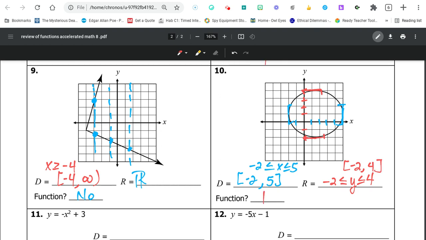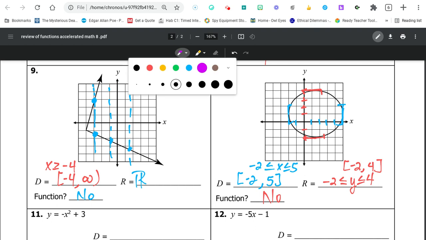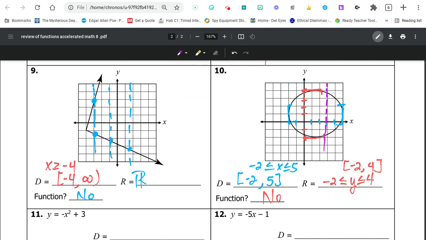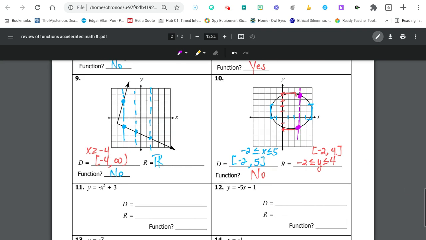Is it a function? Definitely not. If you drop a vertical line anywhere on this graph, it's going to hit it in 2 spots. My purple line hits the oval here, and it hits the oval there. It's definitely not a function.